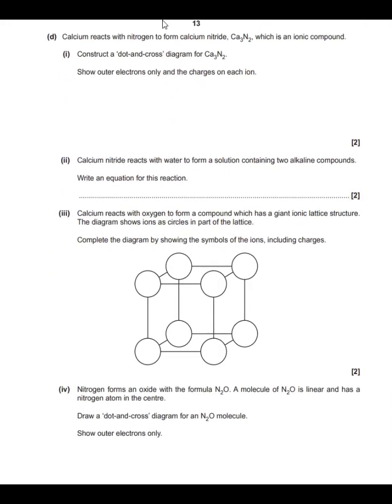In part D, we've got calcium reacts with nitrogen to form calcium nitride, and this is an ionic compound. Construct a dot cross diagram for calcium nitride. Show outer electrons only and charges on each ion. First of all, I'm just going to draw the atom just so we can see how we can form the ions. So first of all, calcium. To answer the question, I'm just going to show the outer electrons. I'm not going to show all the electrons in calcium. So calcium is in group 2. I'm going to show 2 electrons on the outer shell.